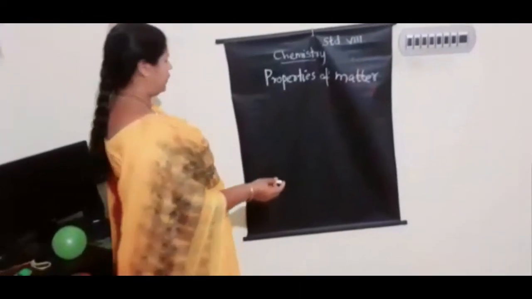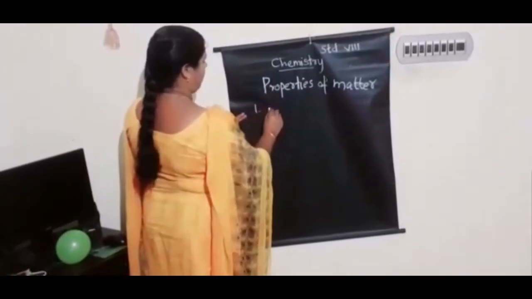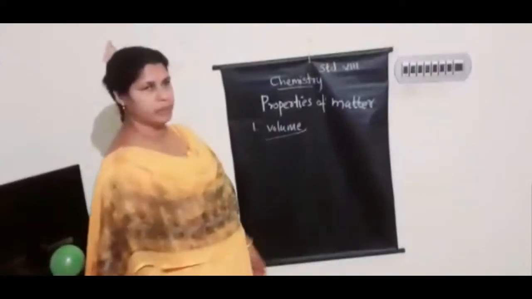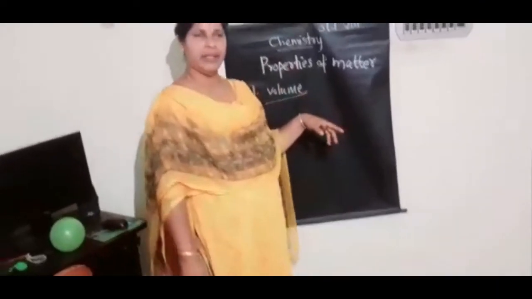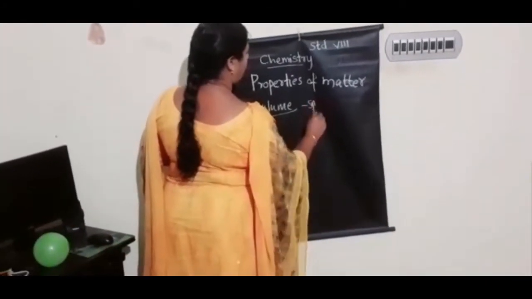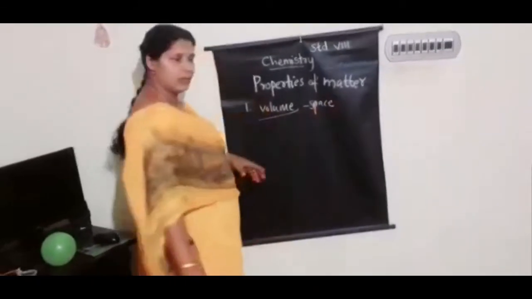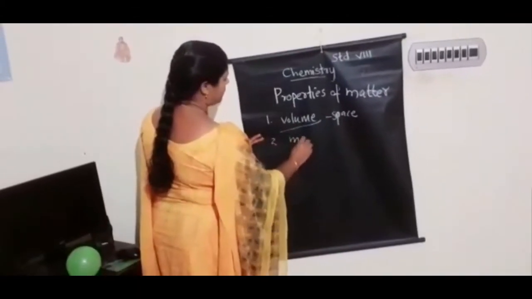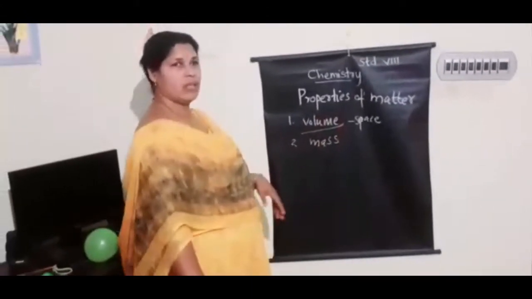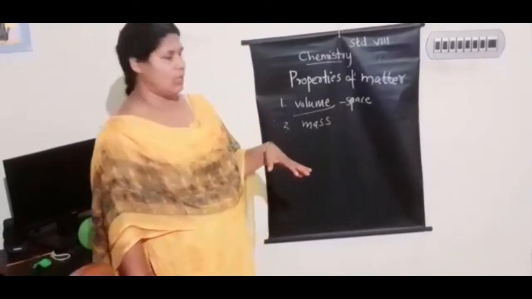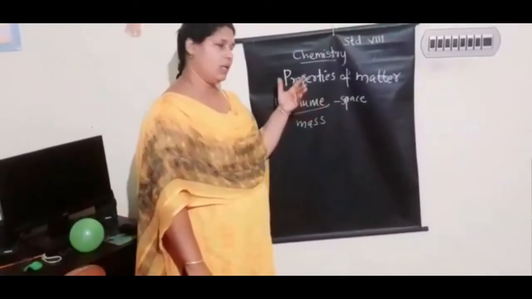We have seen that matter has some properties. What was the first property? Volume. That means the matter needs some space to occupy. That is what is called volume. What is the second property? It is mass. Each and every object has got its own mass. That means matter has got mass.